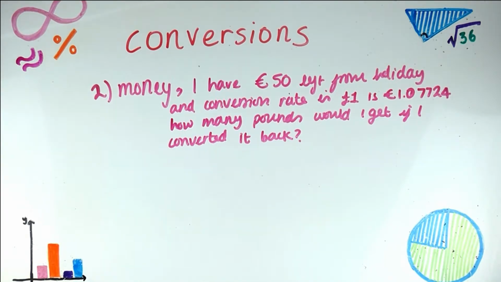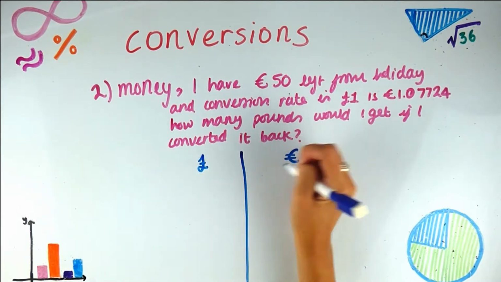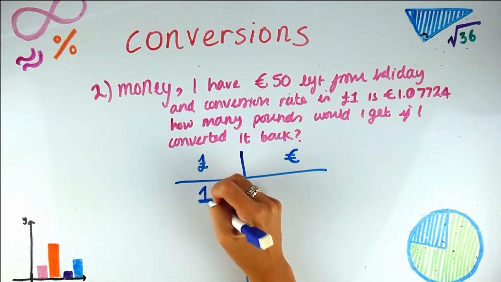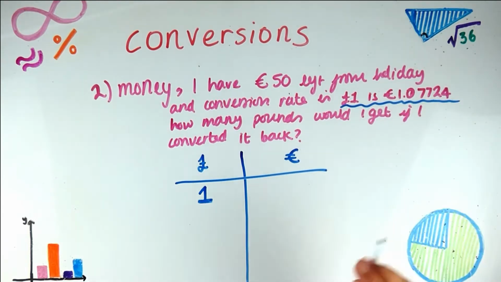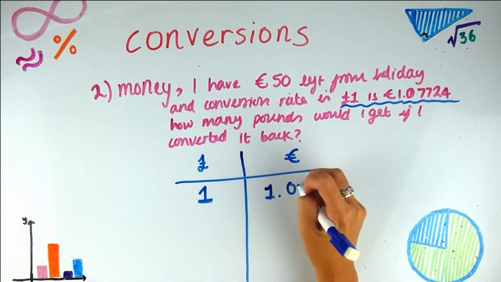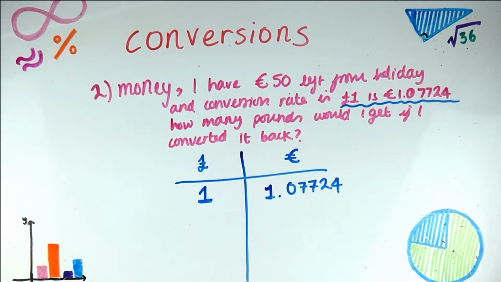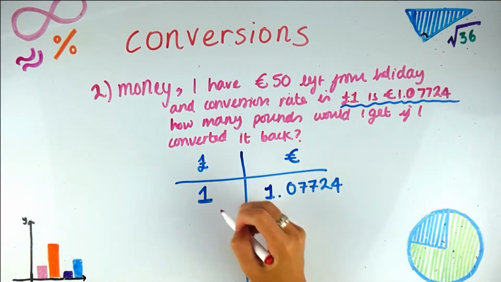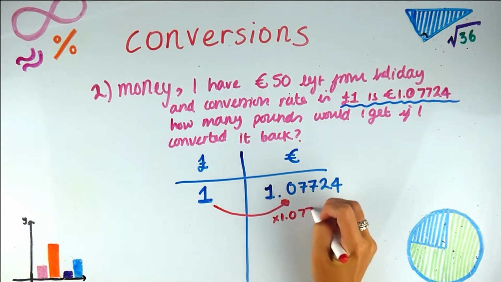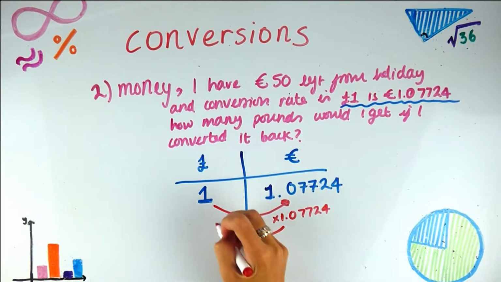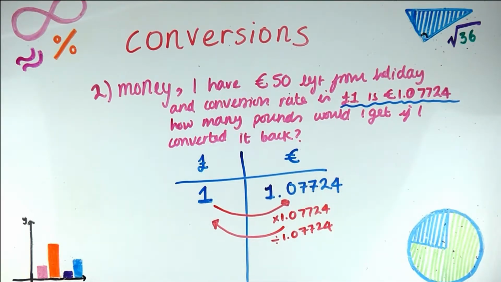So, before I even think about that, I'm going to create a column. Here I'm going to have pounds, and here I'm going to have euros. So if I have £1, this is what the conversion rate is telling me. £1 is 1.07724 euros. Okay, now I'm looking at that. So what did I do to get from the pound side to the euro side? I just multiplied by this, and you always take this number here. So if I start here and I go back, I want to do the opposite, so I'm going to divide by 1.07724.